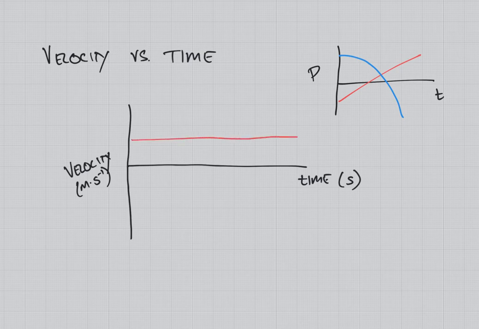Notice anything above my x-axis is going to be a positive velocity. Anything below is going to be a negative velocity. And so the red object had a positive velocity, it moved in the positive direction the entire time, but it maintained a constant slope or a constant velocity. So here we have a constant positive value for my velocity. So think of this as positive 3. The entire time, that value is at positive 3.